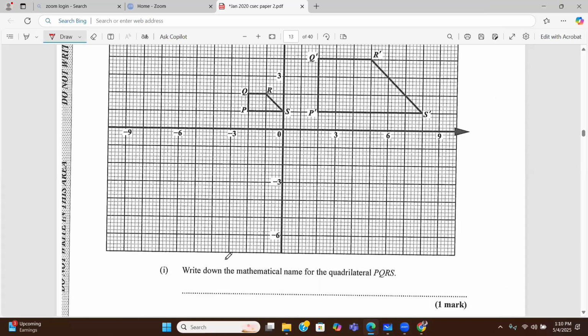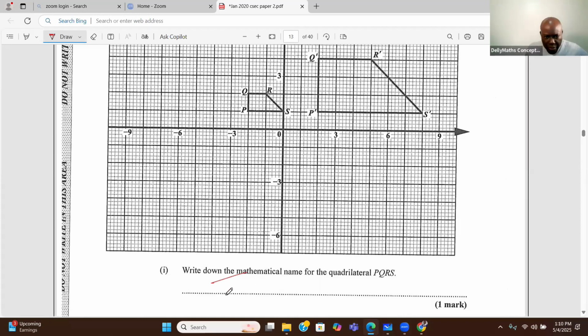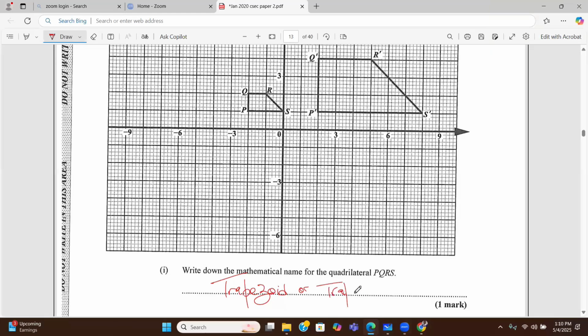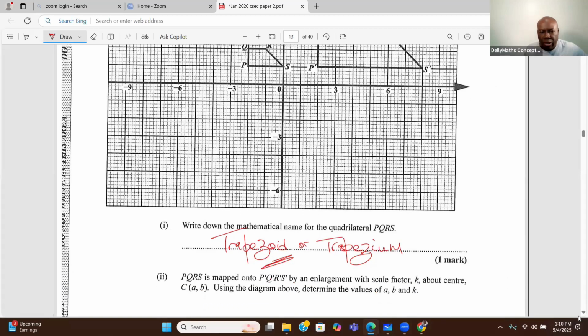Trapezoid. All right, good. Some people call it trapezoid. Some people call it trapezium. In America, they say trapezoid. In the Caribbean, we say trapezium. Same thing. All right, so we have that.